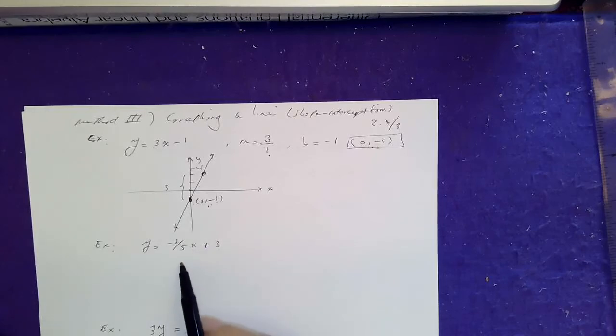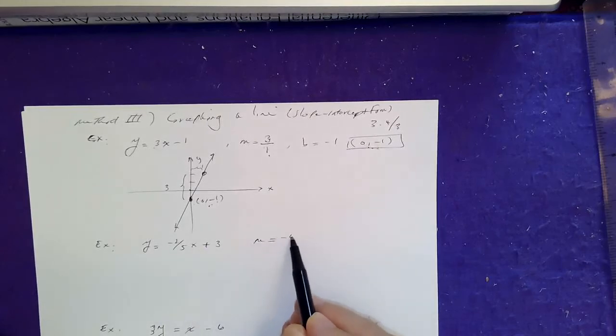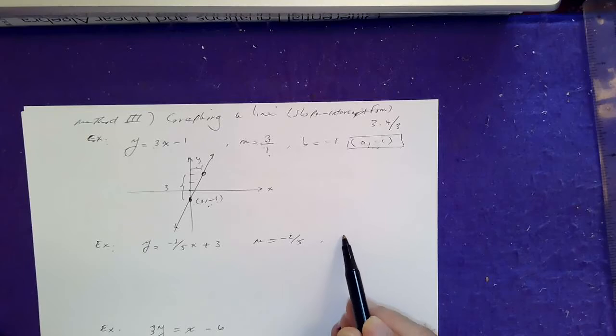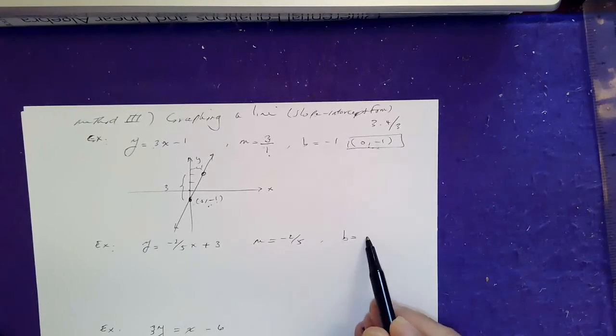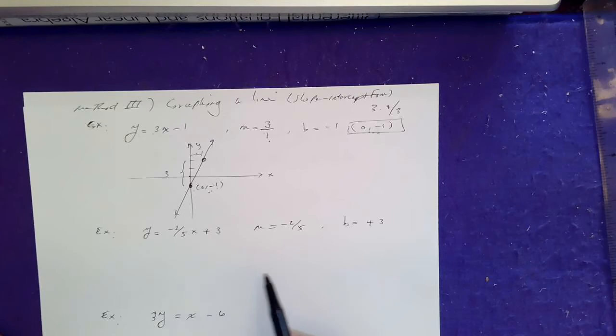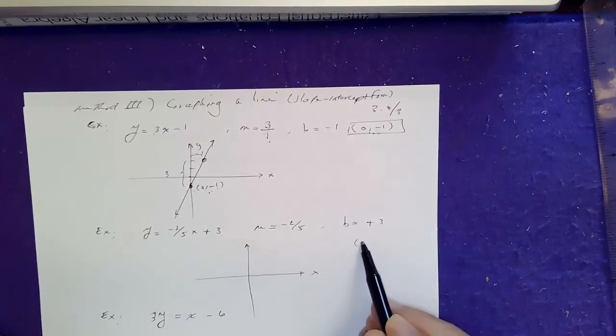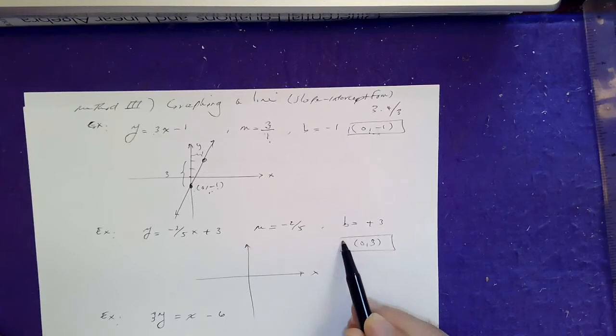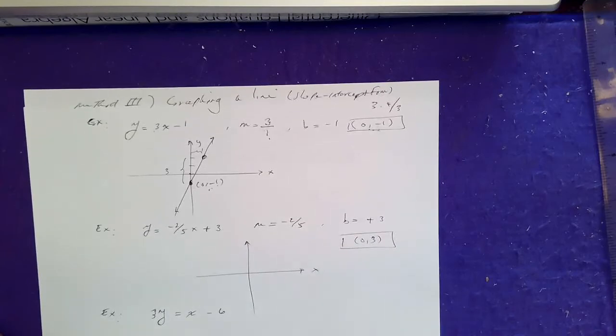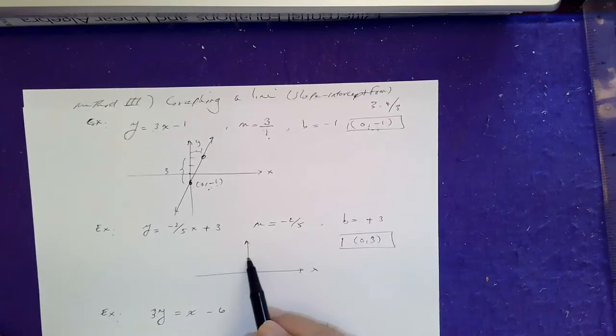This guy is in pretty good shape. Slope is -2/5. Is that right? And the y-intercept is +3, just by inspection. So here's my x and y axis. Remember, when you say +3, you mean (0, 3). So you go up 3 like so. Okay, so that's (0, 3).